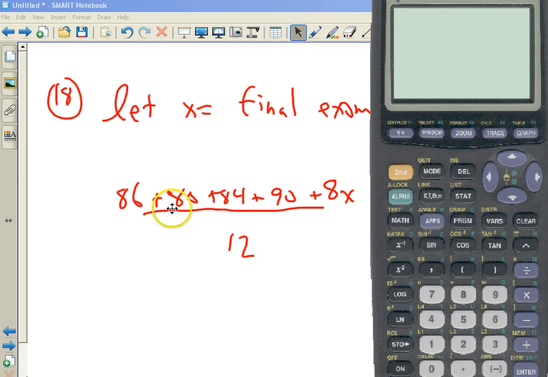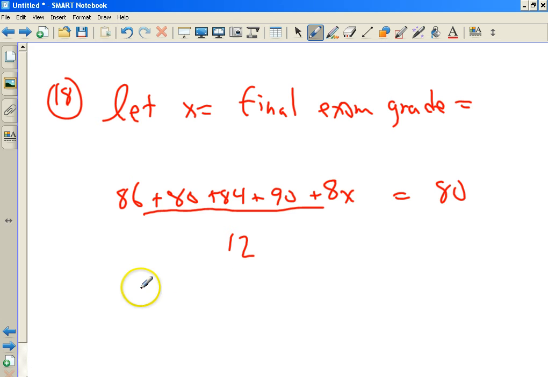So let's use the calculator. Let's add this stuff up. 86 plus 80 plus 84 plus 90, not that you couldn't add those in your head, I suppose, is 340. So let's go over here and write that down. 340 plus 8x over 12 is 80.